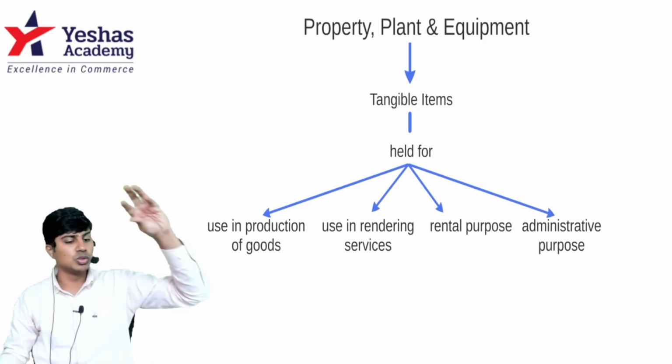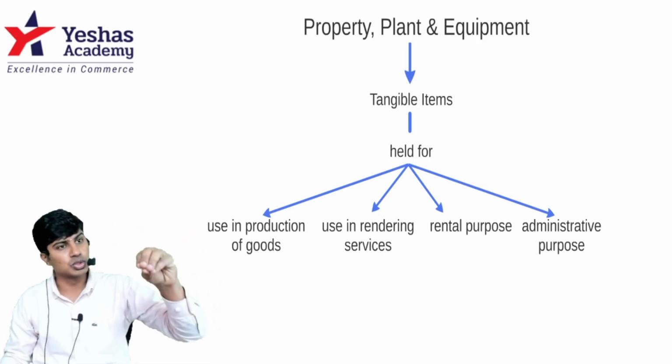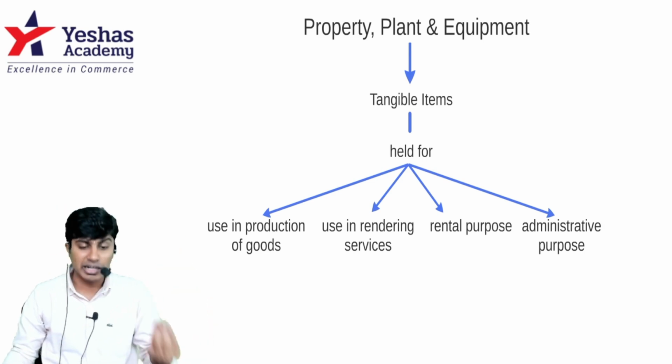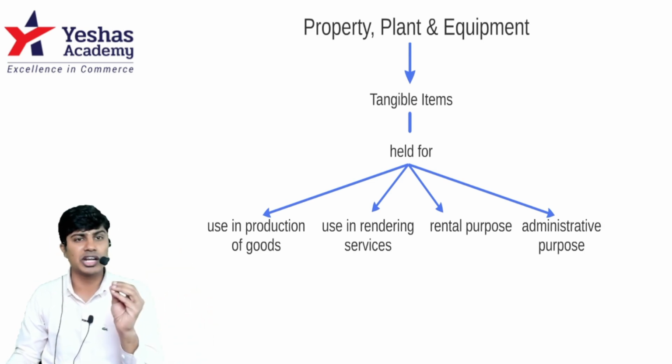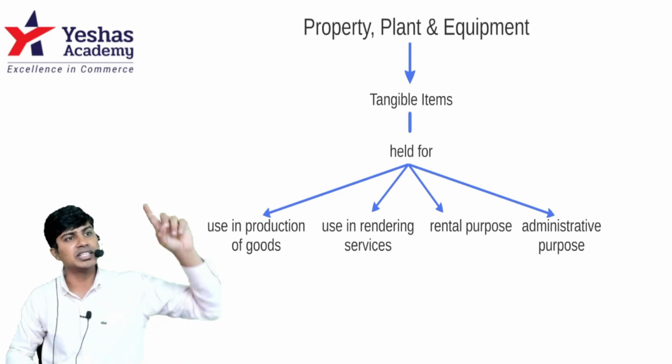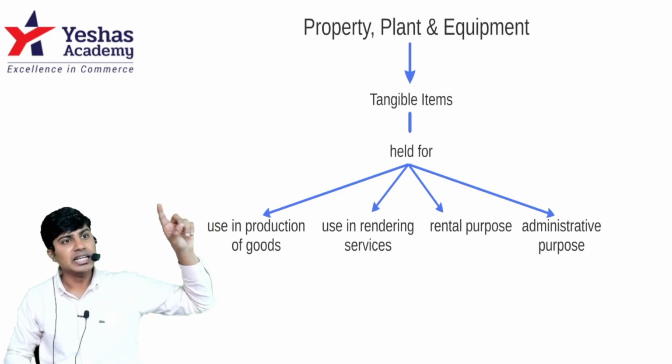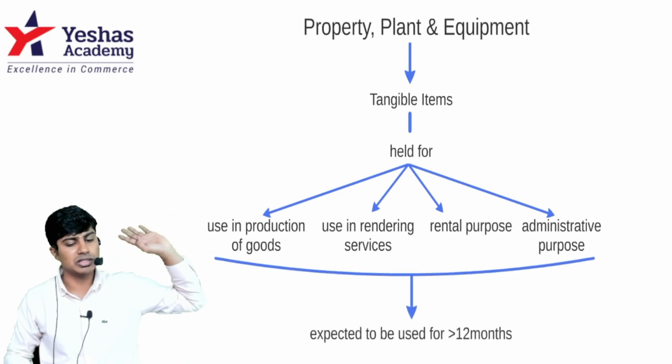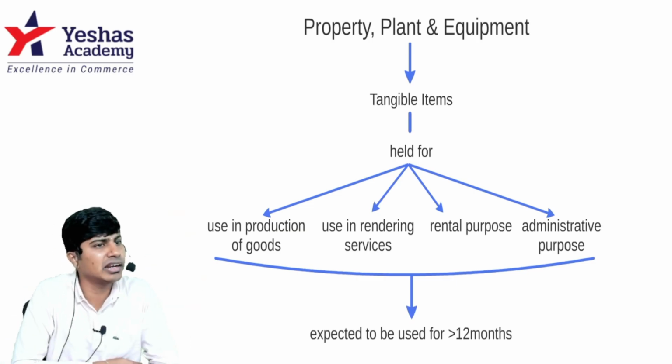So, an asset which is used in production, an asset which is used to give services, an asset which is used for rental purpose, as well as an asset which is used in administration, all of it will be called property, plant and equipment, provided it is tangible. And the next point is its useful life is greater than 12 months. It is useful for a period greater than 12 months.